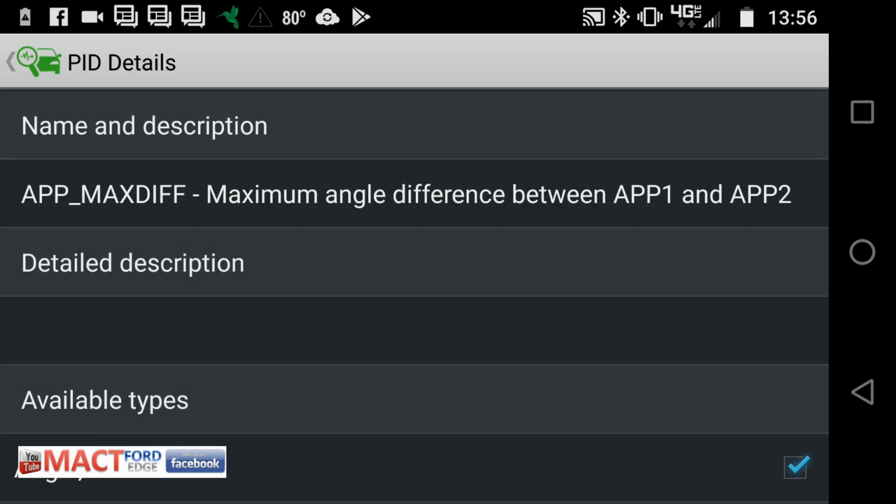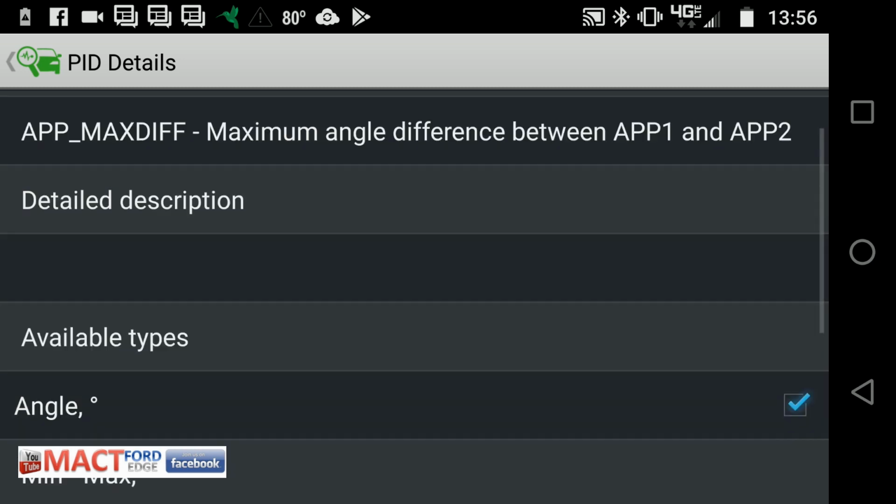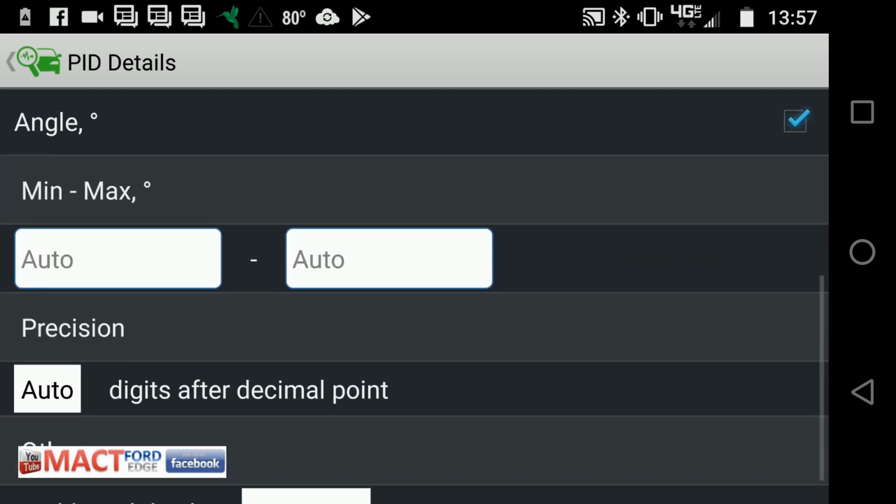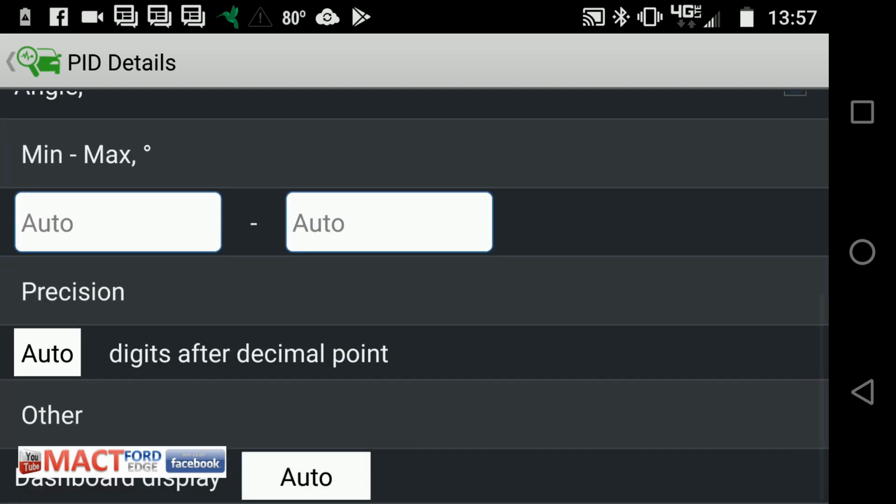We now have the APP max differential: the maximum angle difference between APP 1 and APP 2. Remember we had those positions? Well, this one's trying to normalize everything out in the angle and give you your minimum and maximum on the angle of your pedal position. Again, another default sensor to help make sure everything is running good.